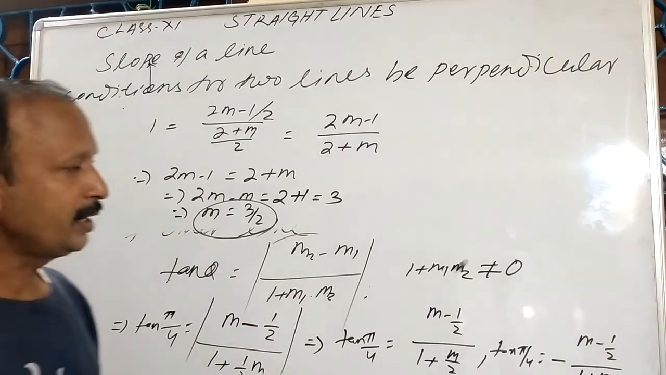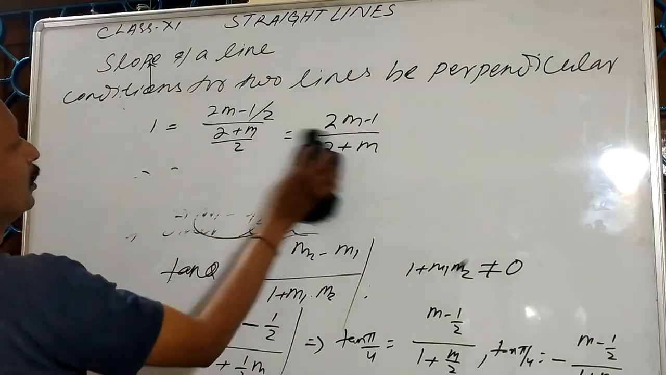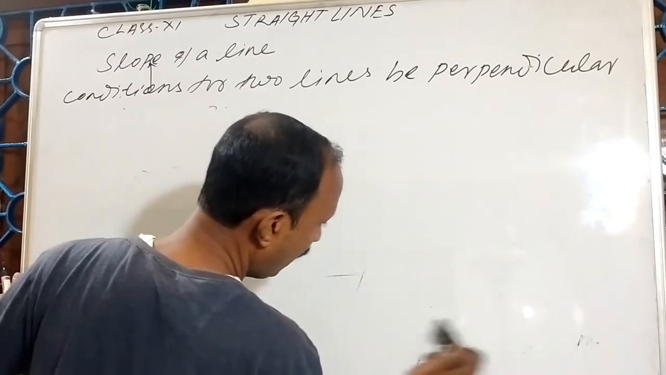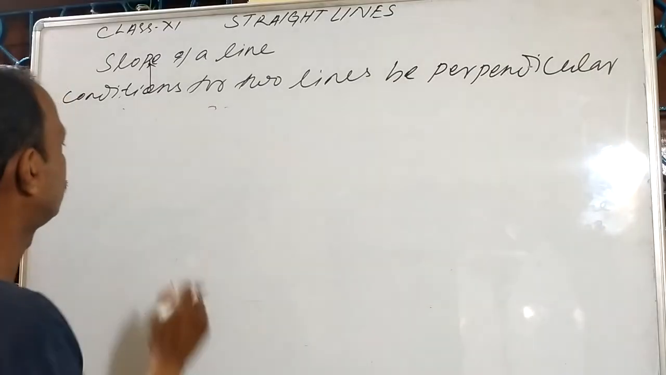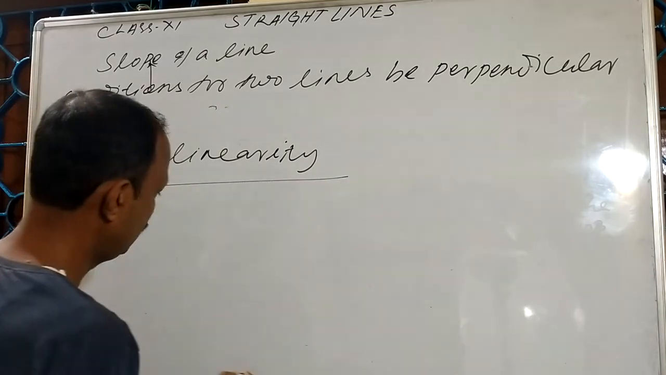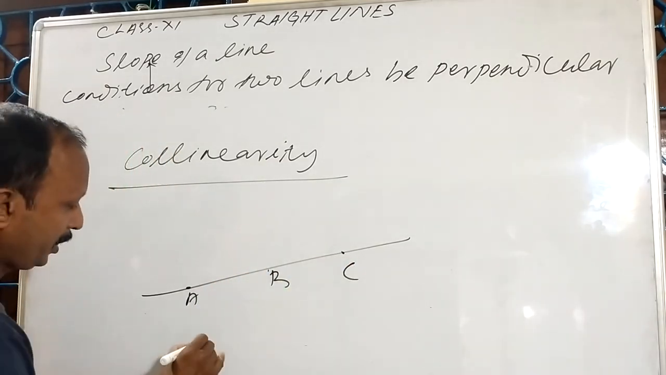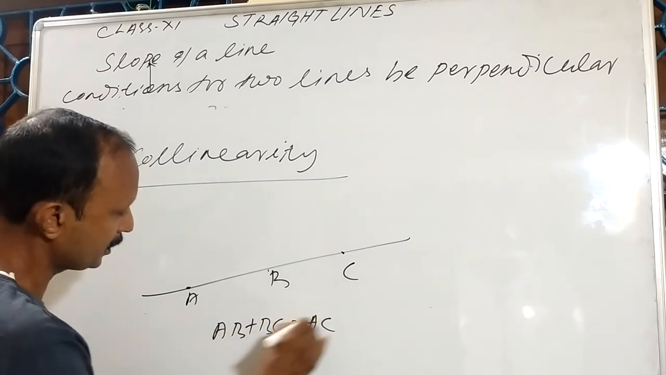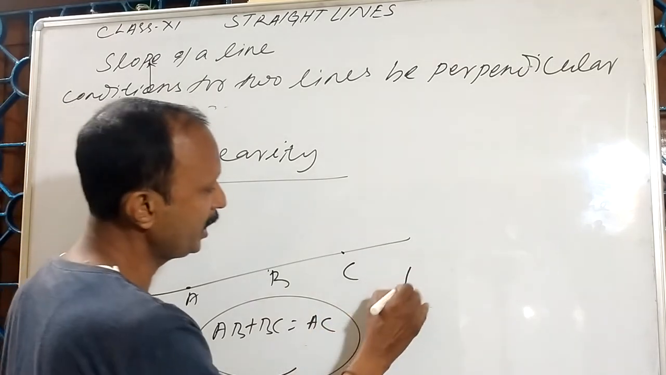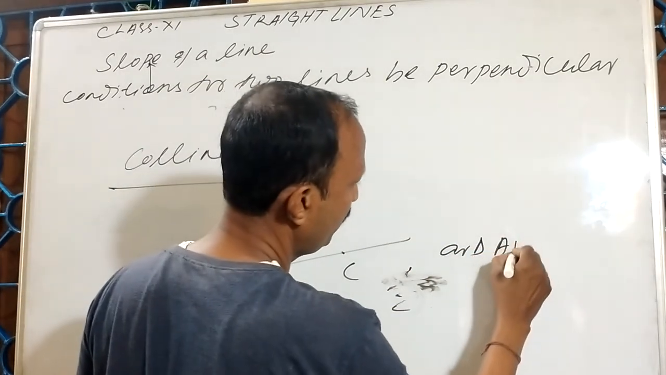Like this way, we can find the slope of the line if the angle between two lines is given, at the same time, if the slope of one line is given. Previously you might have studied at the high school level how three points are collinear. Collinearity, what is that? Earlier we studied that if A, B, C are collinear, then AB plus BC is equal to AC. Another way, we can say that A, B, C are collinear if the area of the triangle formed by A, B, C is equal to 0.